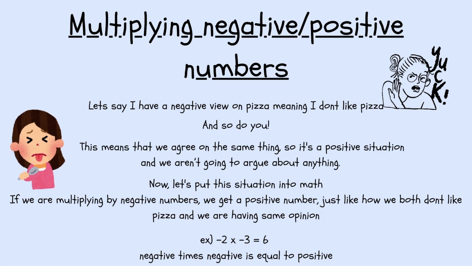For example, negative 2 times negative 3 will give you 6, meaning that a negative times a negative is equal to a positive number.